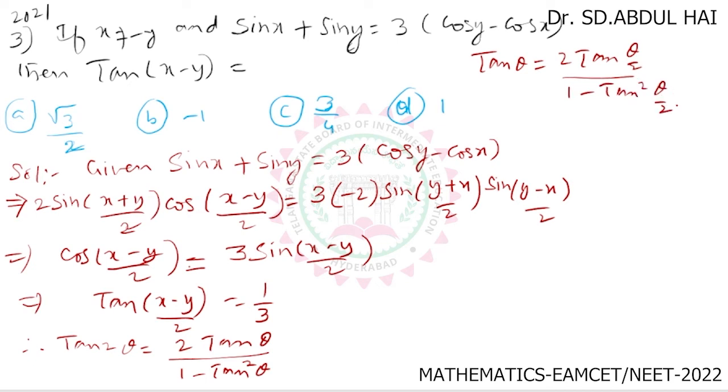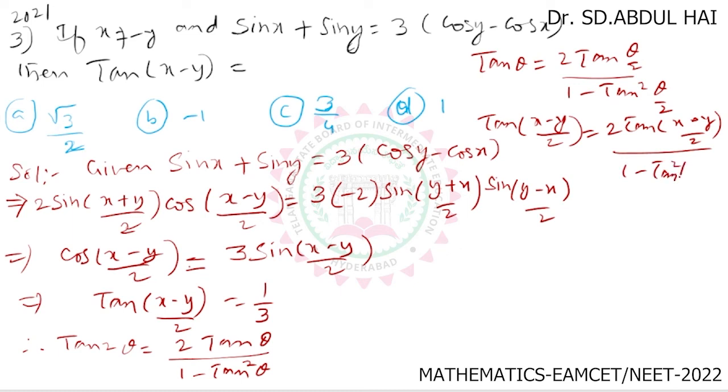So now you look to the point what we want. We want the value of tan (x minus y) by 2. So it is very simple. What you have to do, just replace theta by (x minus y) by 2, you may get your aim. So I am doing the same thing, that is tan of (x minus y) by 2 is equal to 2 tan of (x minus y) by 2 whole divided by 1 minus tan square (x minus y) by 2.